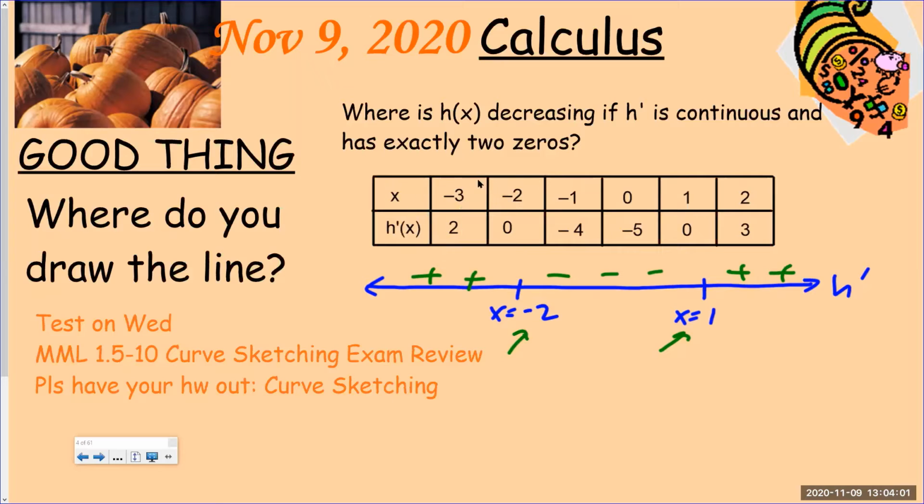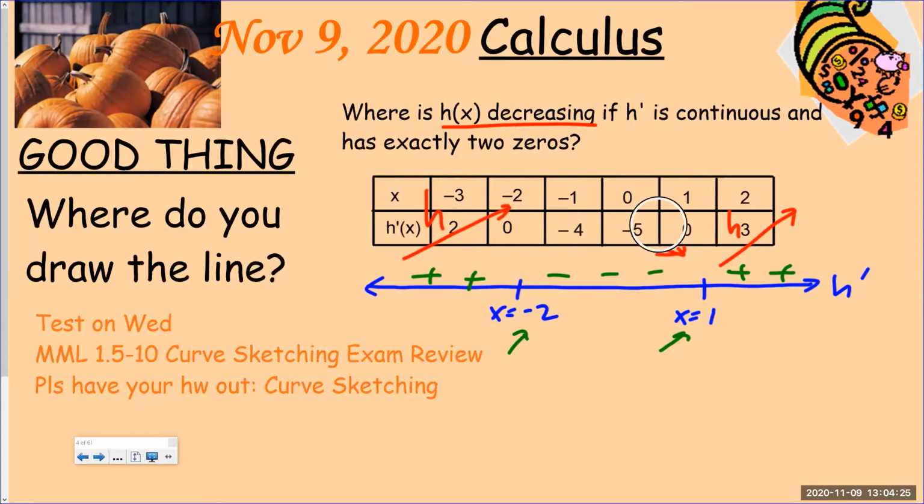All right. So if H prime is positive, we know H is increasing. If H prime is negative, we know H is decreasing. This is a picture of H prime. H is in another room. I can't see H, but I have an idea of what H looks like. Here's my question, guys. Where is H decreasing? Can you tell me?